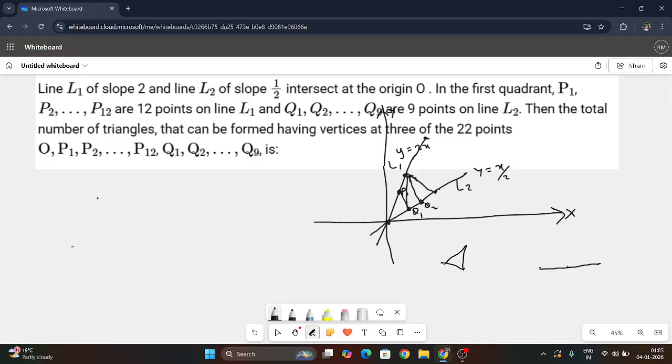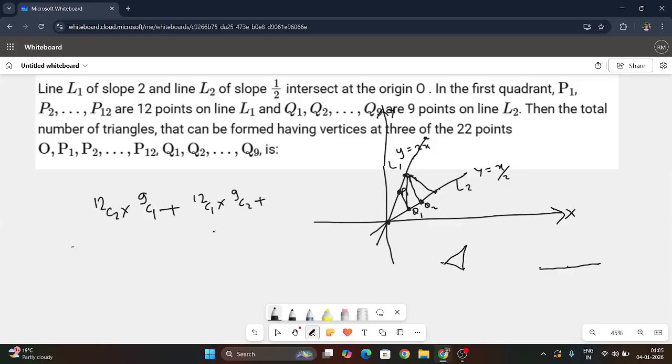So there are 12 points in line L1, so from line L1 I can choose any 2 points, 12C2, and from line L2 I can choose any one point, 9C1. Plus the other possibility is that from line L1 I can choose only one point, 12C1, then I have to choose 2 points from line L2, 9C2, plus.